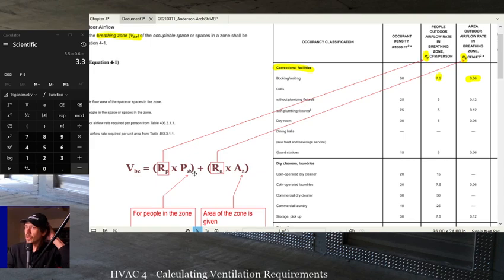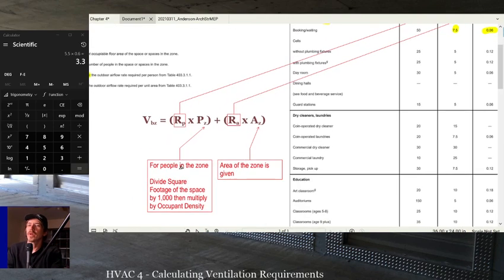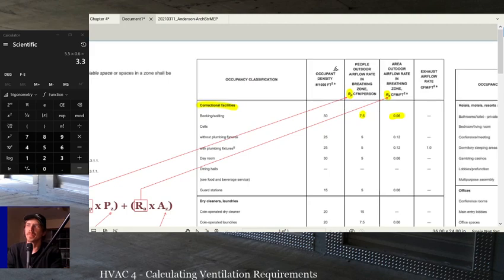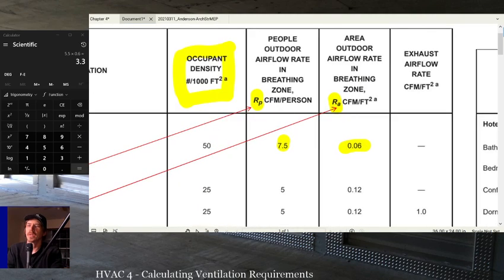You have to figure out the number of people in the zone. So for people in the zone, you divide the square footage of the space by 1,000 and then multiply by the occupant density. The occupant density is right here. Our occupant density is 50 per 1,000 feet.